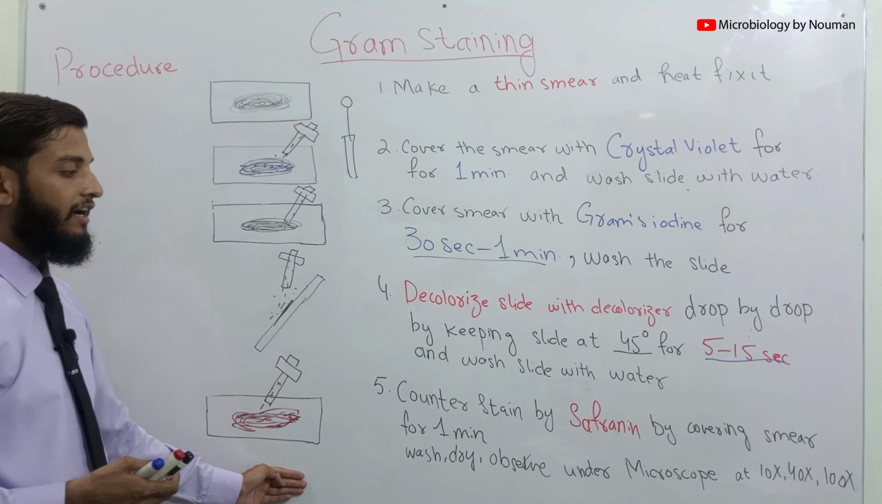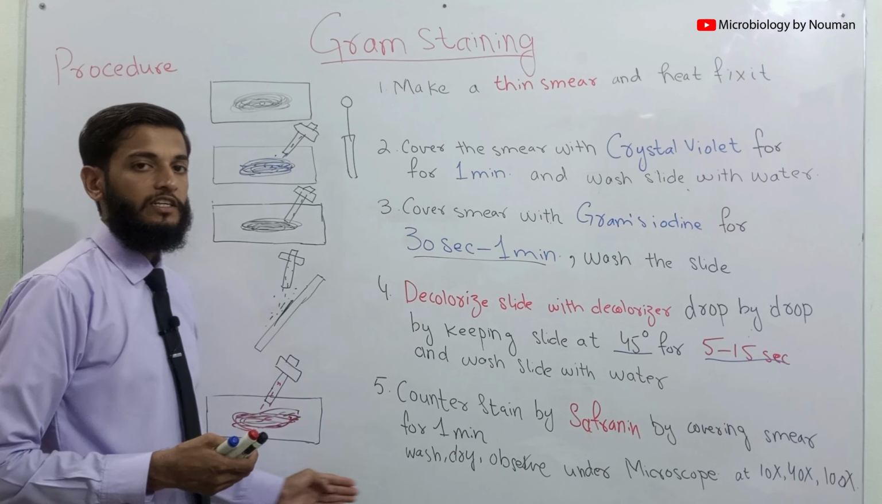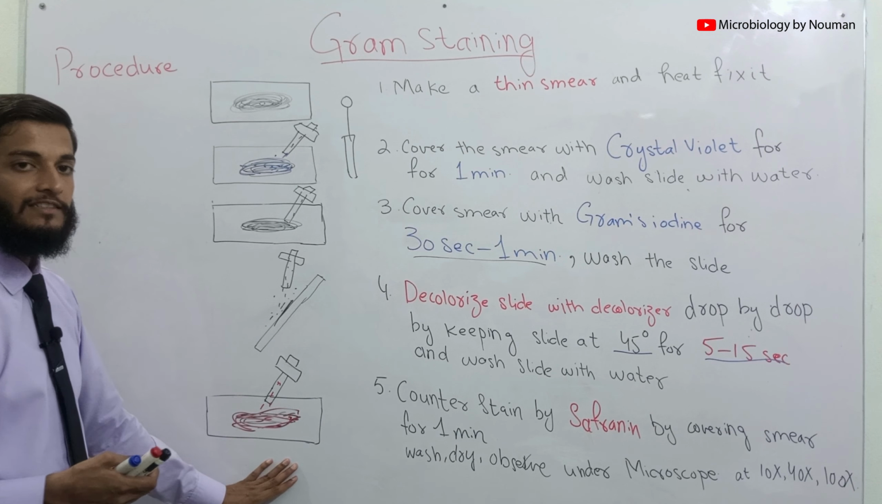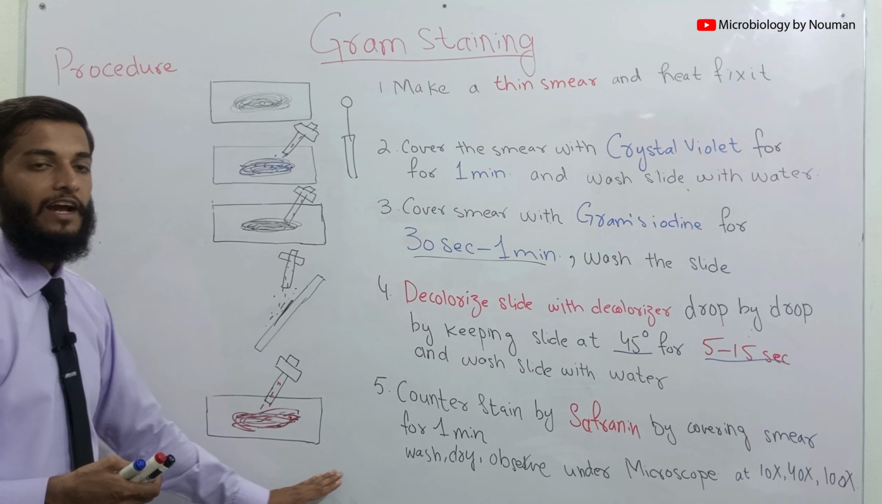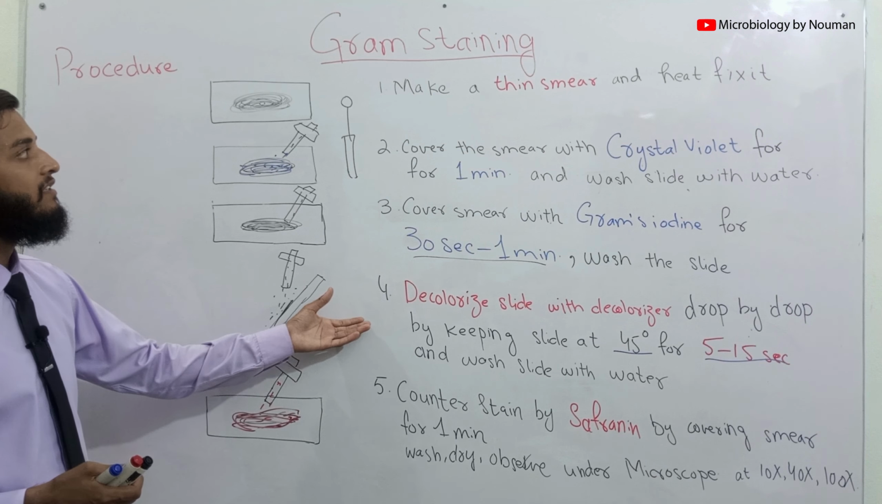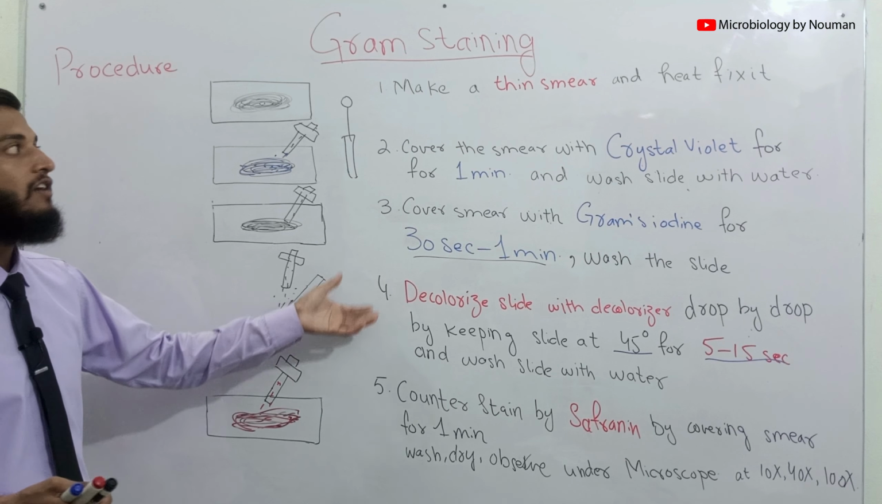When our slide is dry, then we will focus it under the microscope at first with the 10x lens, then the 40x lens and the 100x lens. Now we will discuss how to interpret the results of gram staining.